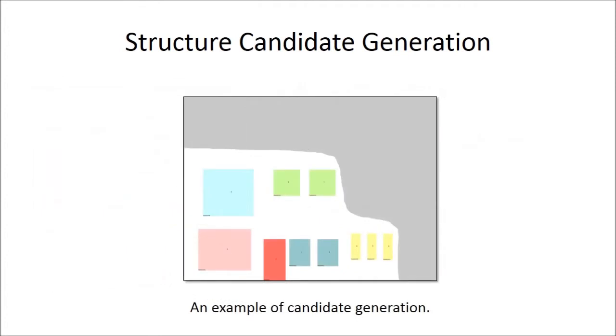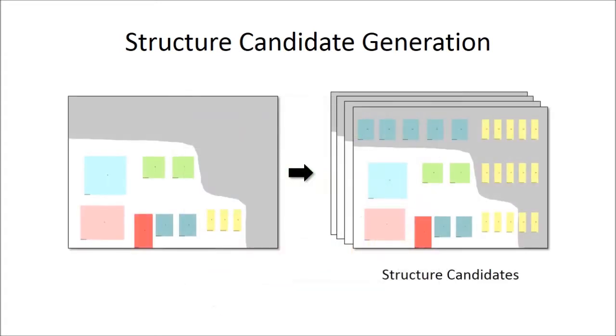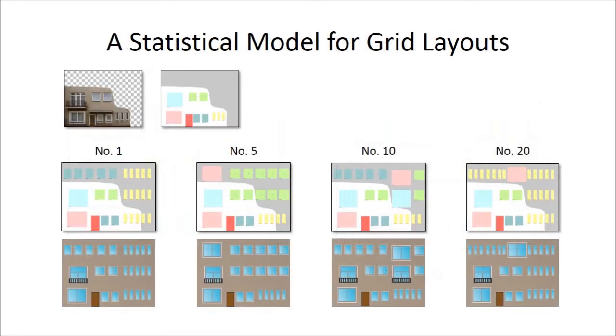Here is an example of candidate generation. We generate 10,000 structure candidates during a policy optimization for each incomplete facade. We sort them by their score and either select the best one or use multiple solutions of different ranks to obtain different suggestions of how to complete a given layout. Here we show 4 completion results.